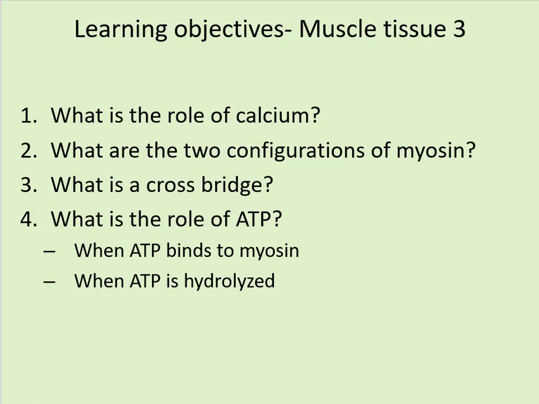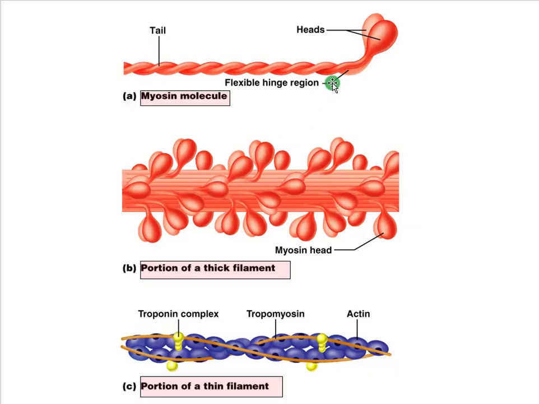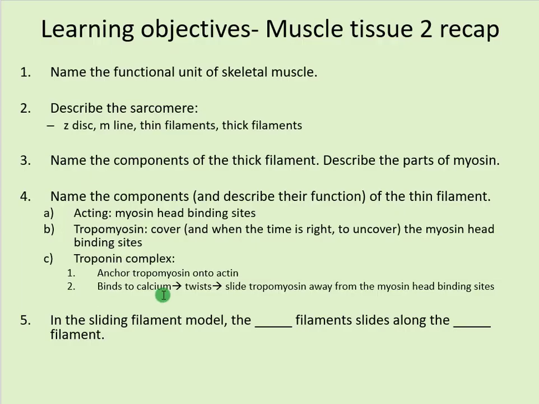This is the third video in the muscle tissue series. Recapping from the previous video, you should feel pretty comfortable identifying the parts of the thick and the thin filaments. Remember that the thick filament is made up of myosin, and that flexible hinge region is going to be really important in this video. And then the thin filament is made up of actin, troponin, tropomyosin, and you should feel comfortable with each of their roles.